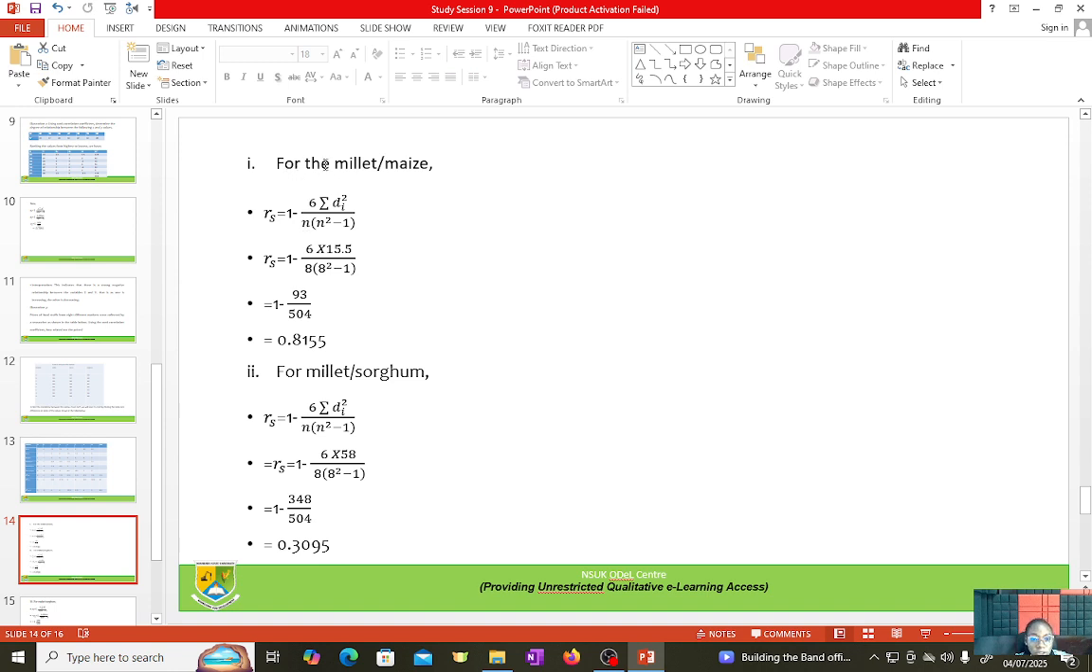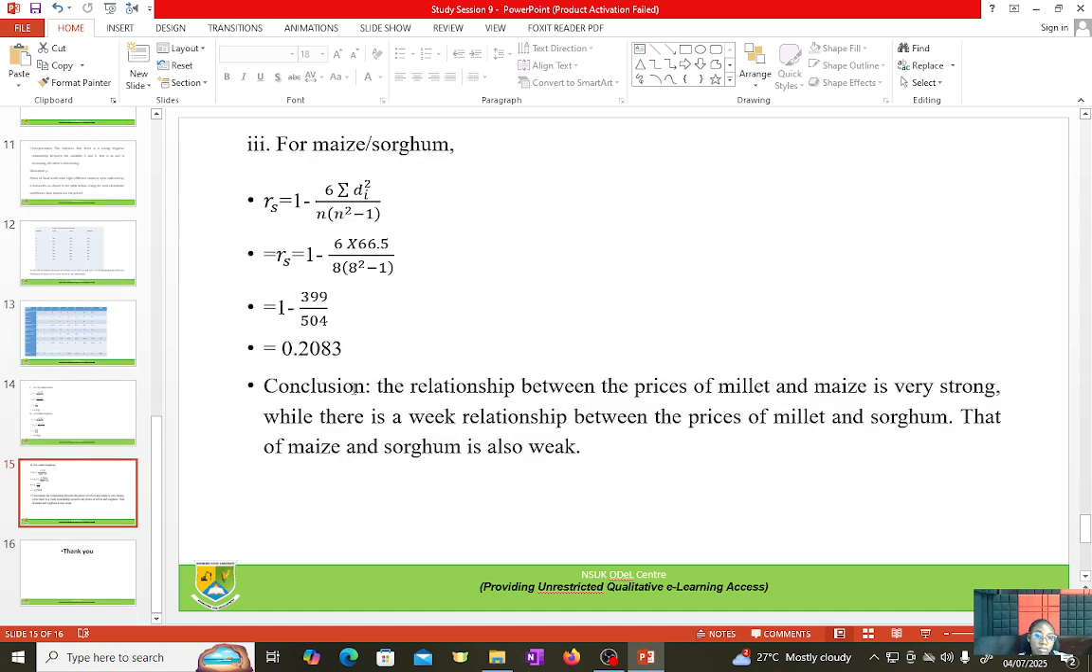To check the relationship between millet and maize, you substitute the difference in rank between millet and maize, and you arrive at this. To check the relationship between millet and sorghum, you substitute the square of the differences in ranks between millet and sorghum, and you have this. And then the one between maize and sorghum, you arrive at this.